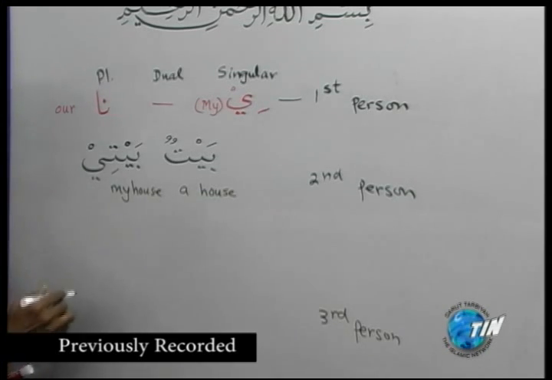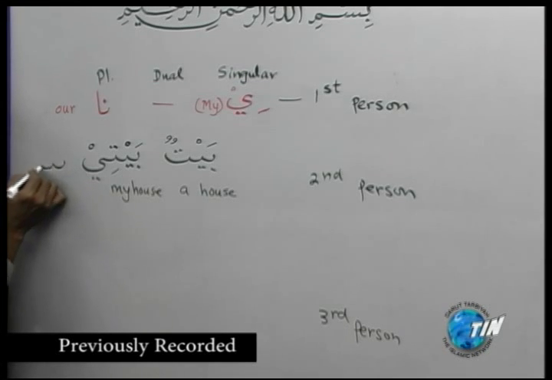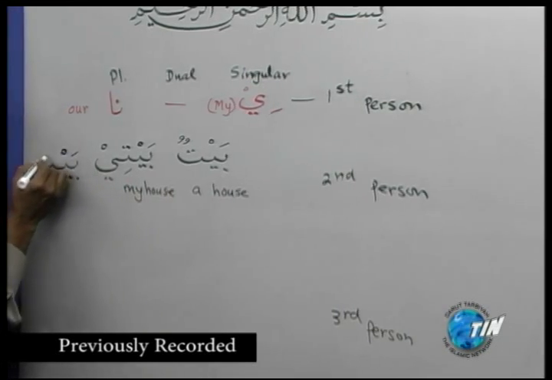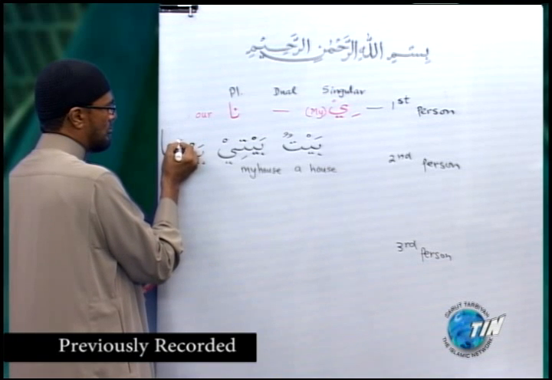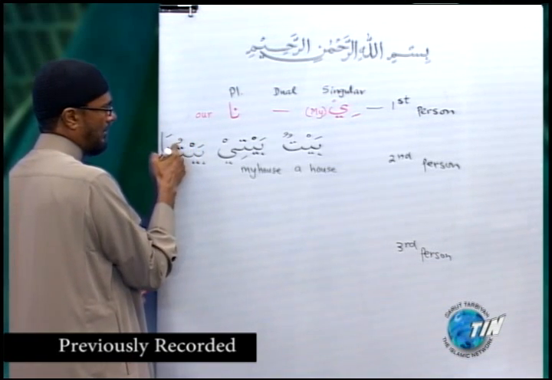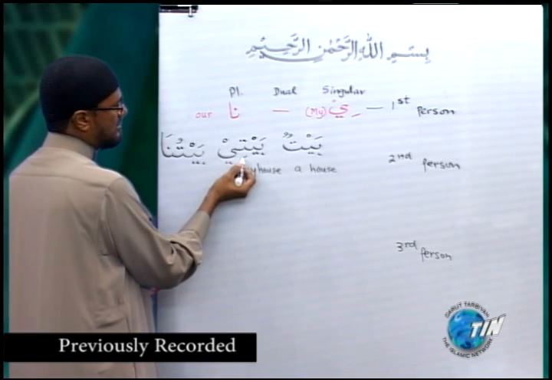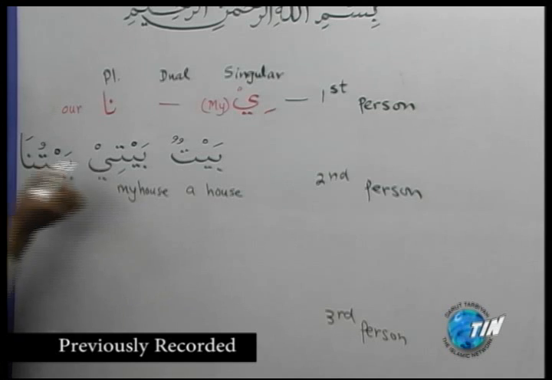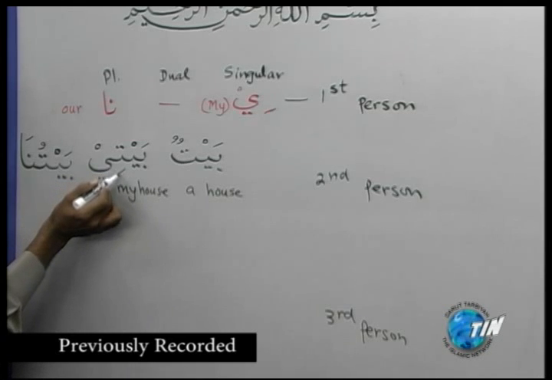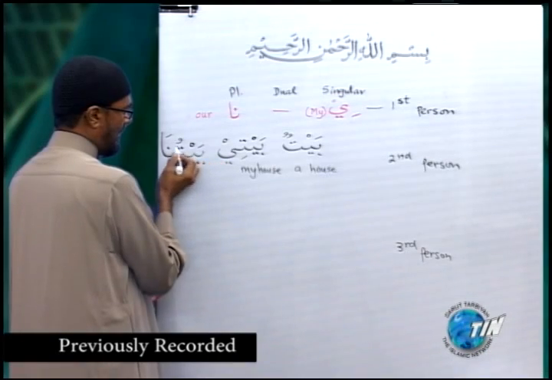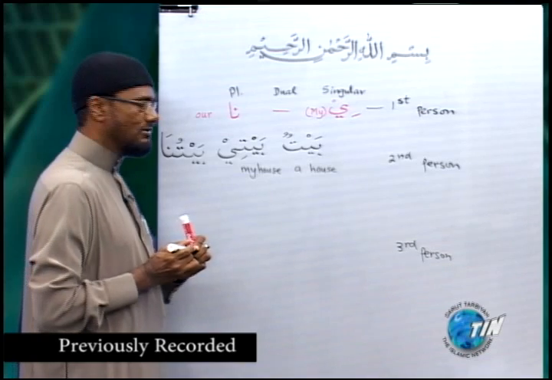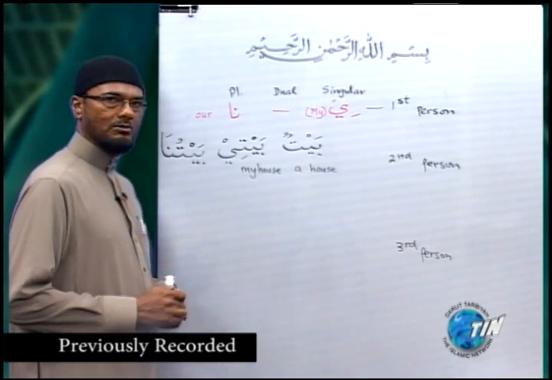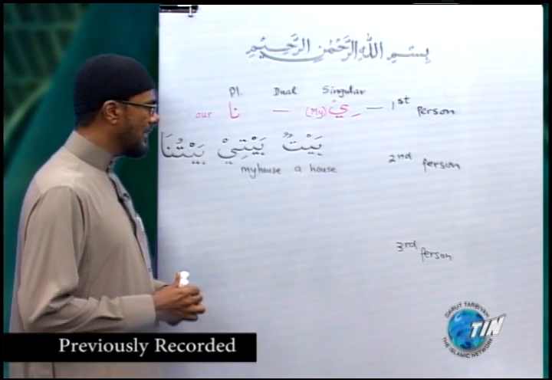Very easy. If we want to say our house, take the word bait again, and add noon alif. Baytuna. Okay, a dhamma. Here we have a kasra. The reason we have a kasra is because ya goes with the kasra. The most suitable vowel for the vowelless ya is the kasra. That is why we have a kasra here. Here we have a dhamma. So it's baytuna. Baytuna jamil, our house is beautiful. Baytuna kabir. We will talk about some of those words, inshallah, in our next class.